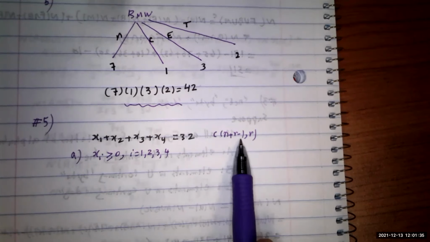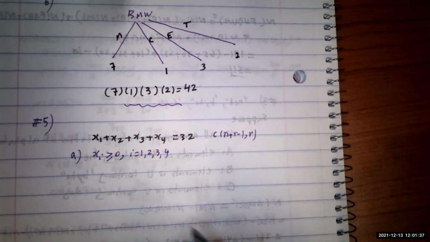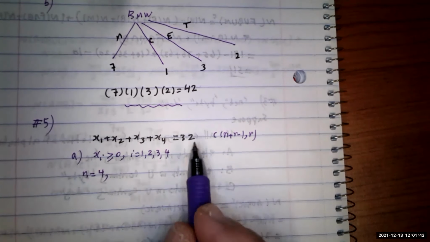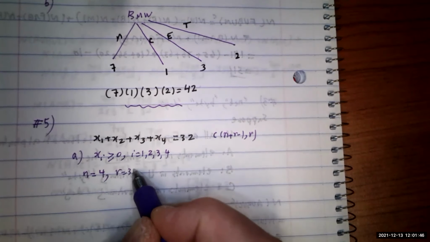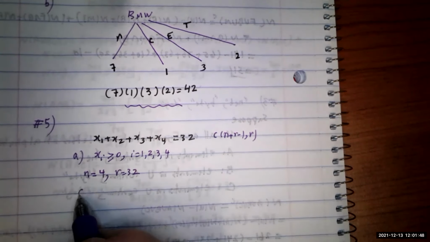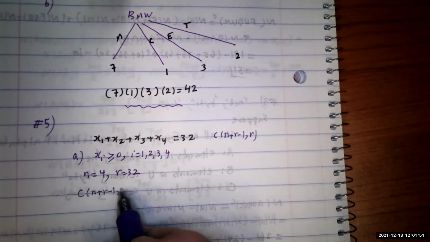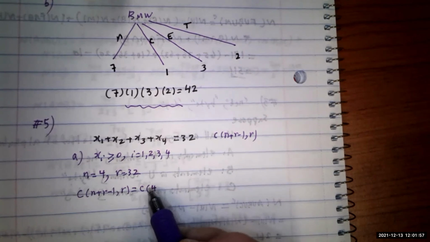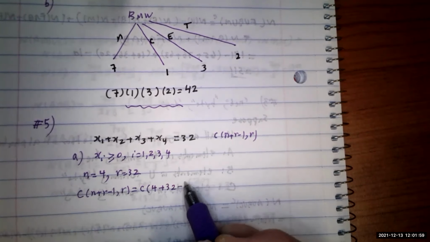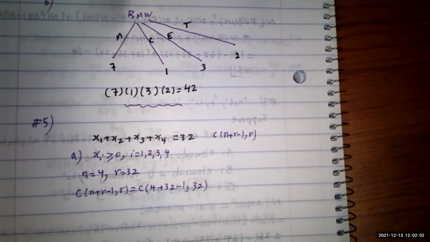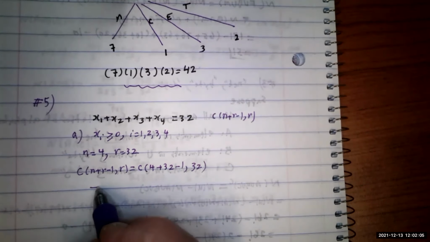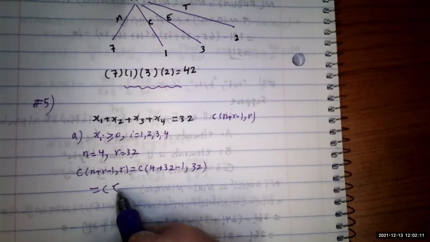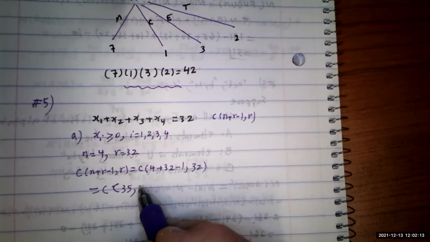If this is going to be the case, with the formula, you just identify n as the total number of variables, which is equal to 4, and you add them together to get this r. r is equal to 32. So just substitute in your formula. C of n plus r minus 1 and r is going to be C of 4 plus 32 minus 1, and r which is 32. Just simplify it. So that gives C of 35, 32.